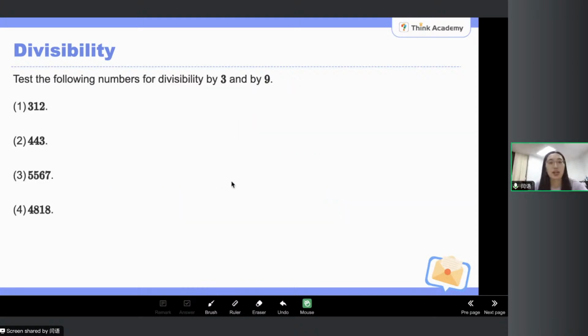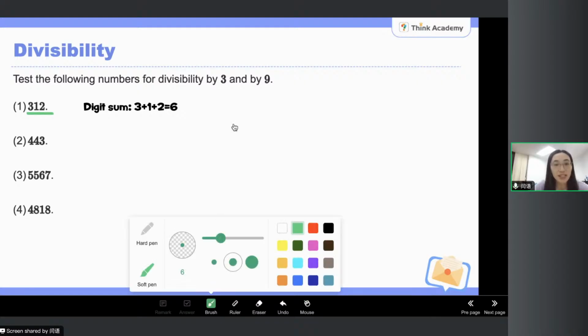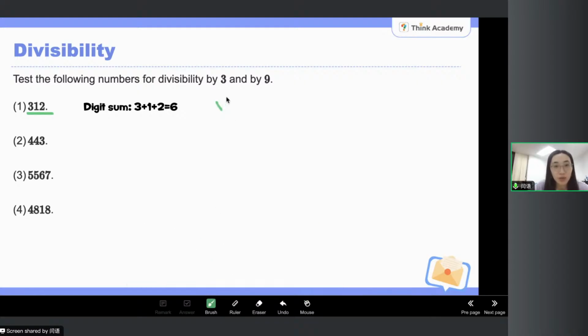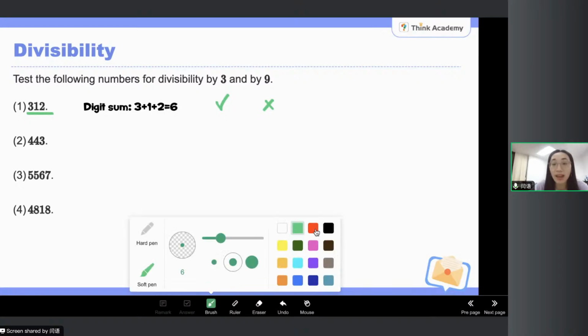So following this, let's check. We just test the following numbers for divisibility by 3 or by 9. So for the first one, 312. Here you see that the digit sum is 6, right? Digit 3 plus digit 1 plus digit 2, you can get 6. So 6 is divisible by 3, but it is not divisible by 9. So that means the number 312 is divisible by 3, but it is not divisible by 9.